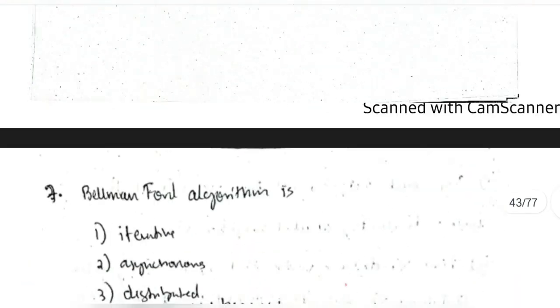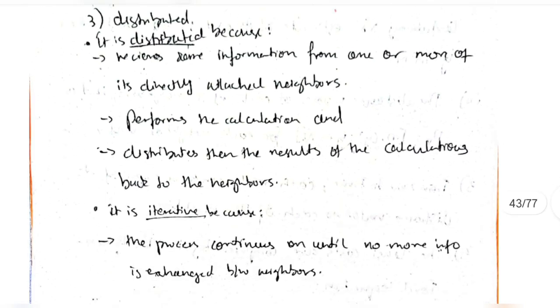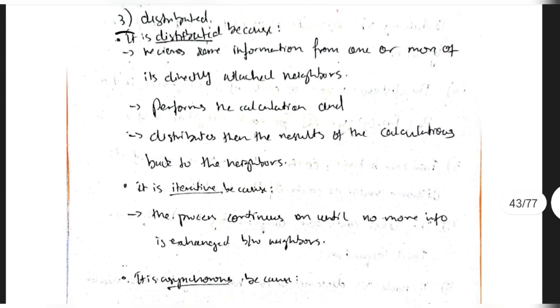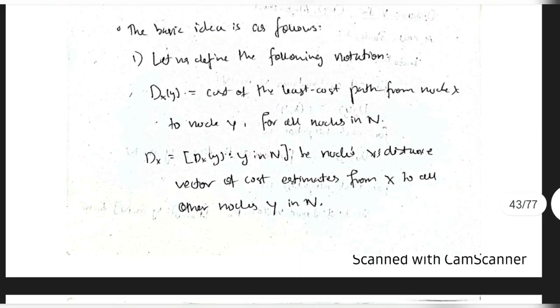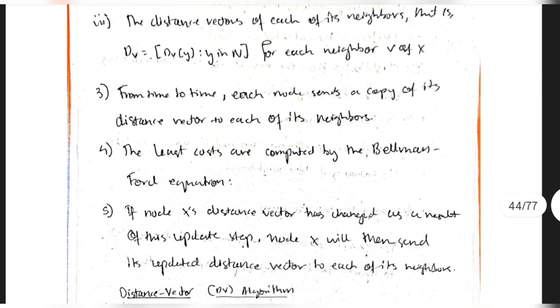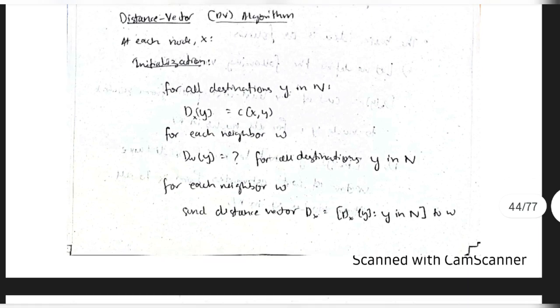Moving on to the next one, which is the Bellman-Ford algorithm, also known as the distance vector algorithm. Here you just write the basic information: it's iterative, asynchronous and distributed. These are the points explaining each of these terms, so you can go through that. After that, the basic idea is this one. To write the algorithm, you can explain it in your own words, what the algorithm is about, and this is the algorithm.